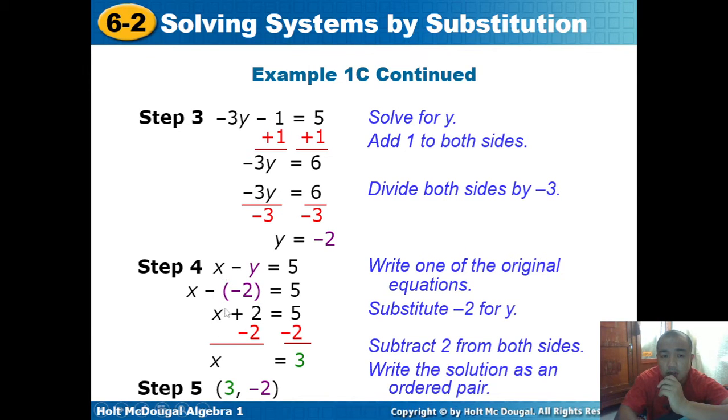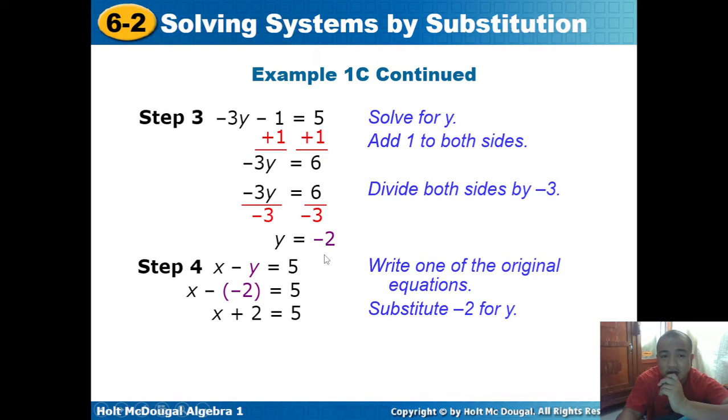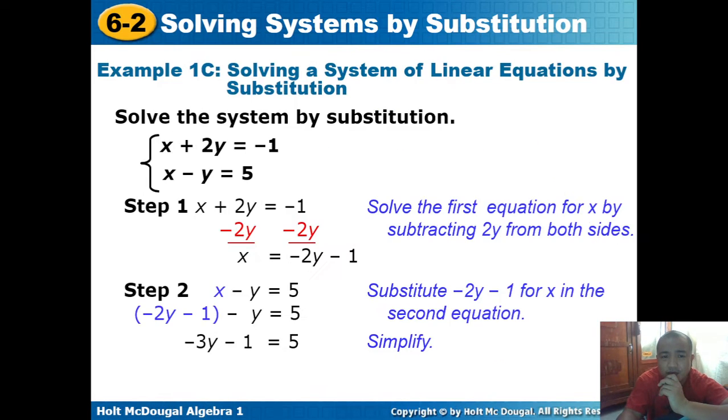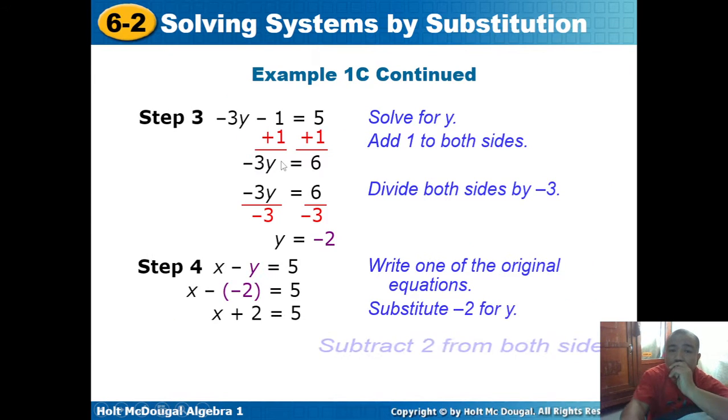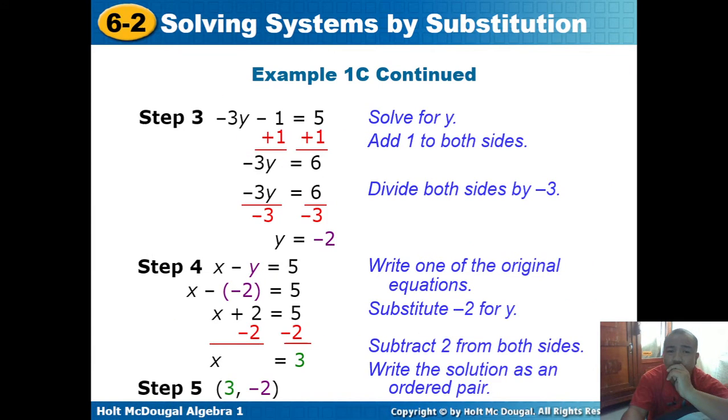Let's try here. 3 plus 2, correct, 5. Negative 9, wait, what is the other equation? 3, negative 2. This one. 3 plus negative 4. Yes, negative 1. Let's proceed to our next example.